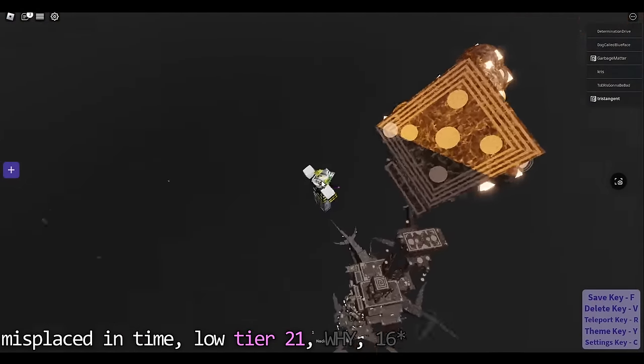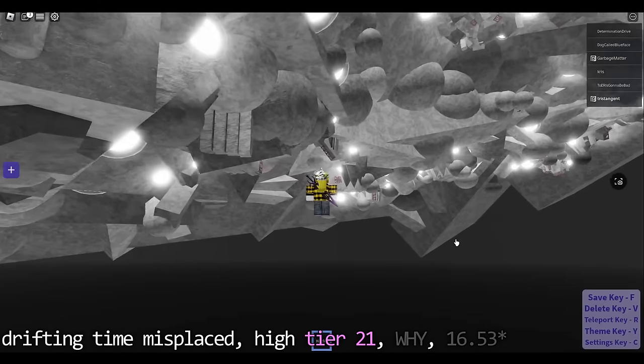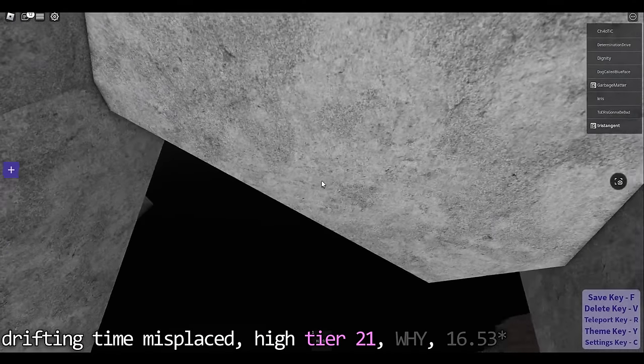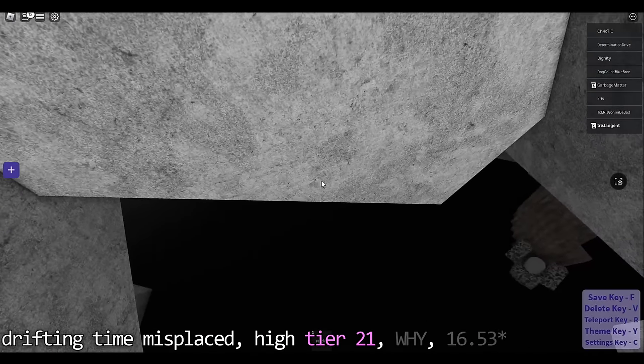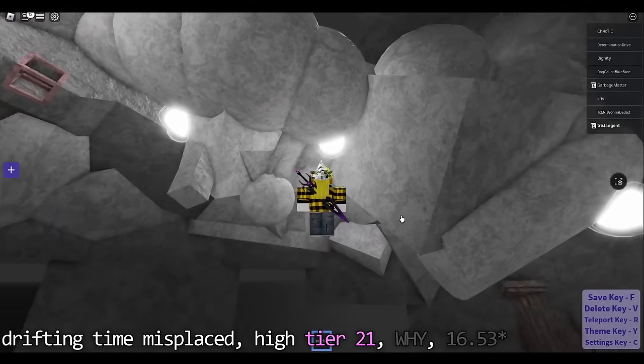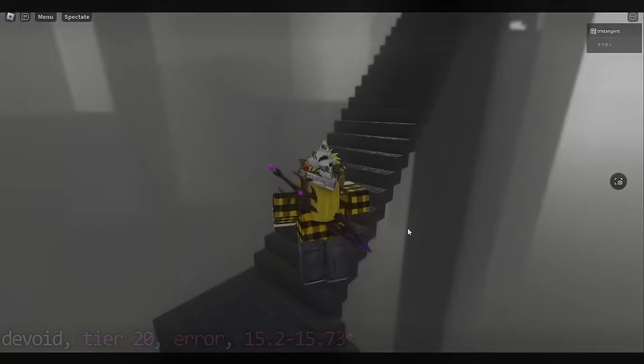Another tier 21 is actually what is basically a sequel to Misplaced in Time, called Drifting Time Misplaced. It's a high tier 21, and I don't even think it's humanly viable to beat just because of the sheer difficulty itself. Don't even get me started on the jankiness of the gameplay, because that also makes it practically impossible to know where to go. The last obby I'm going to discuss in this section is one I've actually featured as background footage in my videos before, Devoid.